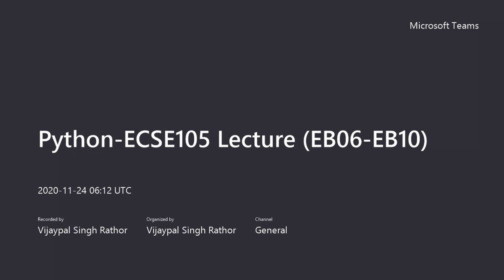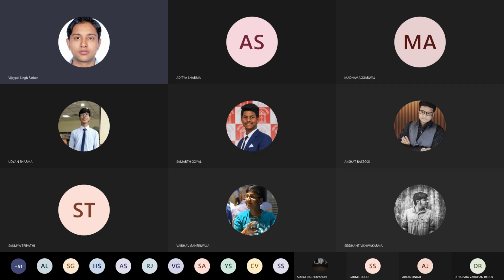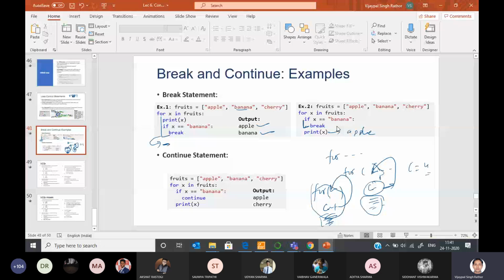x is directly apple. The next time banana will be fetched, then x will be compared with banana. Yes, so x equals banana. Yes, the condition will be true. Then break will be executed. After the execution of this break statement, control directly goes outside the loop. So only apple will be displayed here.